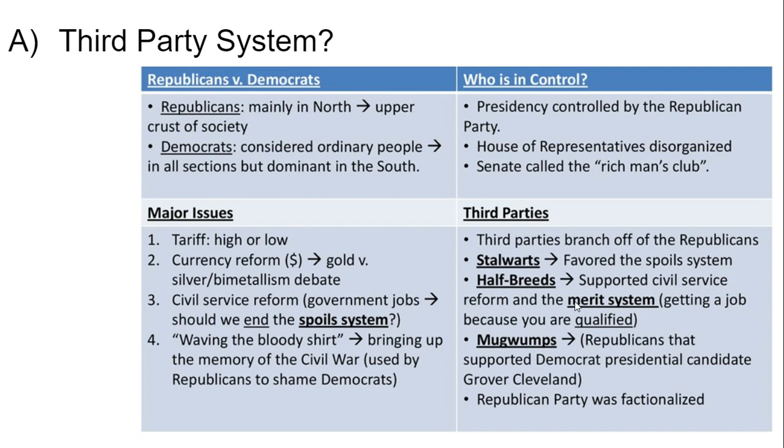We've got the whole issue of currency reform, the tariff issue, as far as Republicans pushing a higher tariff, Democrats pushing a lower tariff. We've got civil service reform and the spoils system and how we feel about that at this point. Plus, there's waving the bloody shirt, this whole thing where Democrats are blamed for the Civil War by Republicans, and that's used to win national elections. And then we've got a bunch of sort of third parties and branch off parties, stalwarts and half-breeds, mugwumps, populists, the Greenback Party. It's a hot mess.